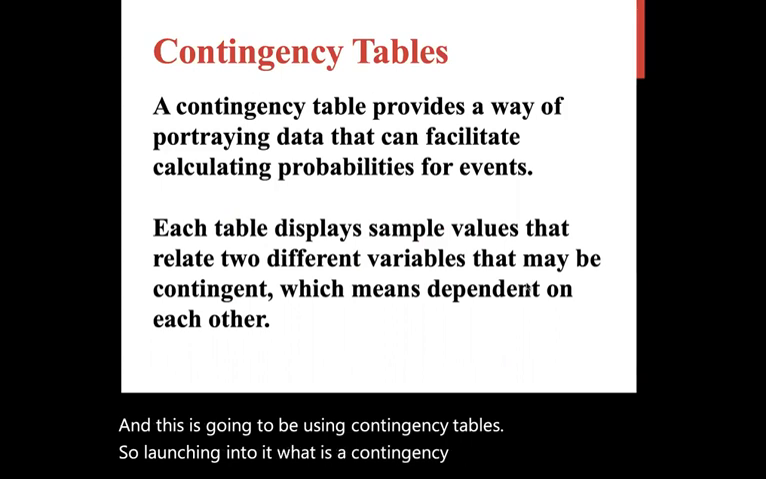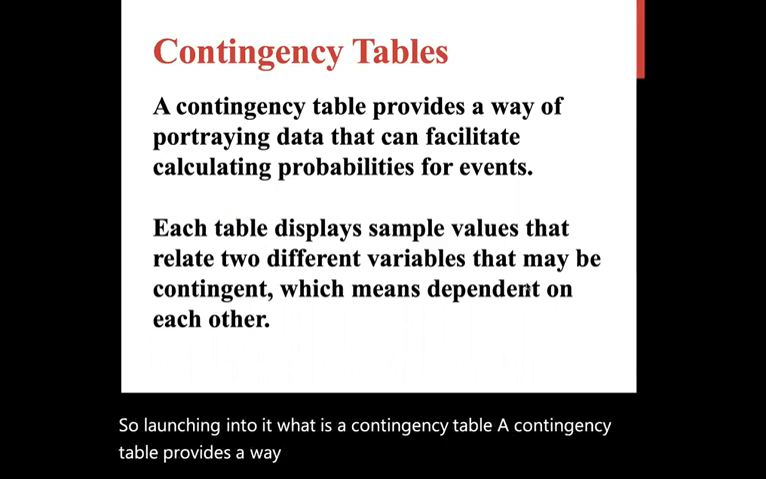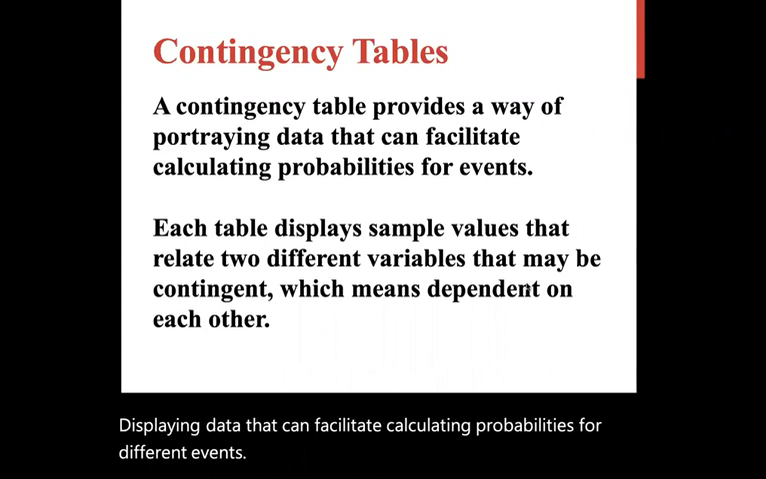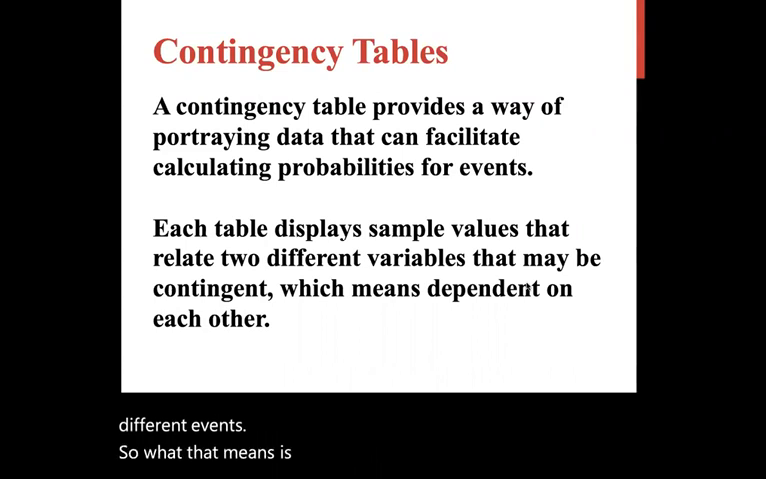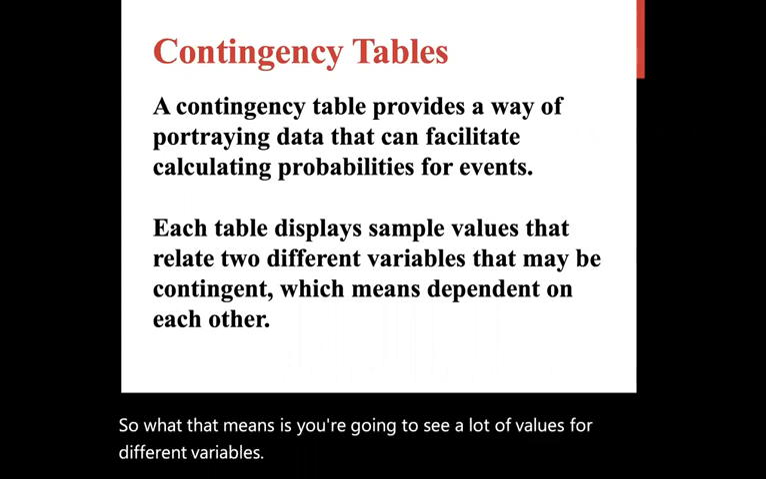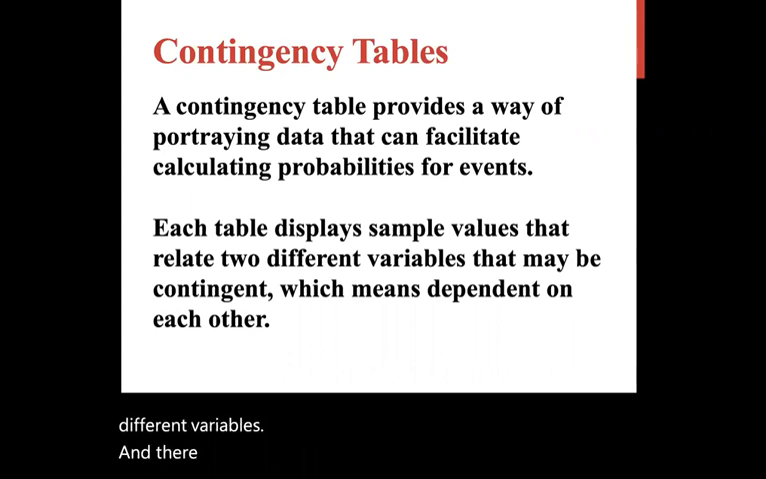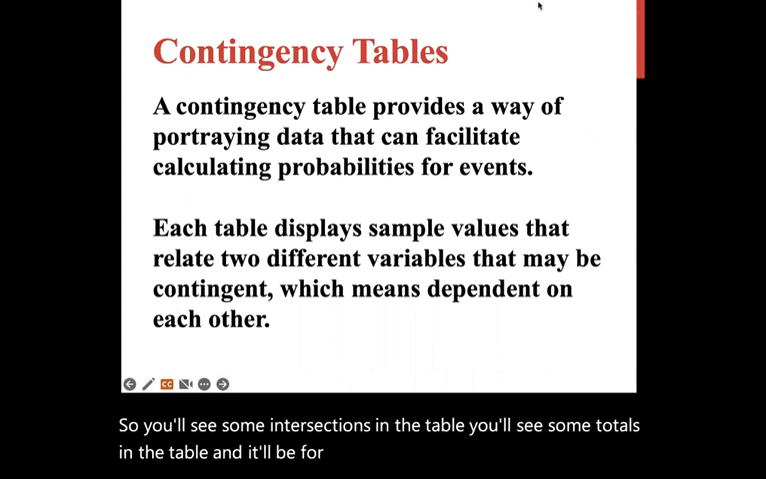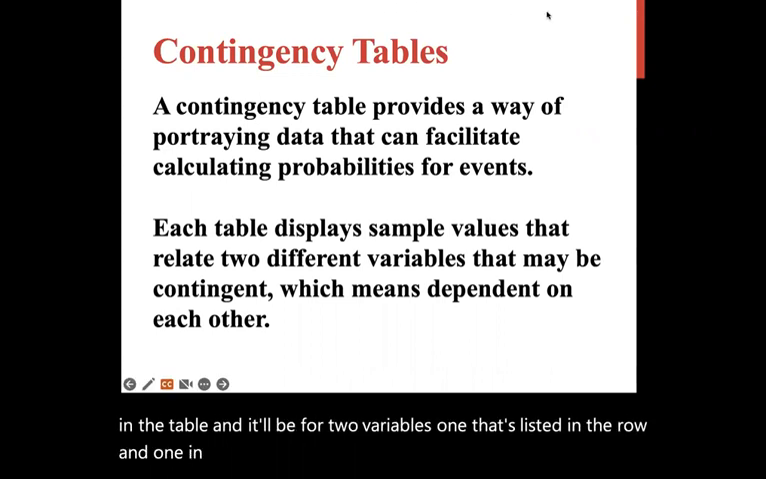A contingency table provides a way of displaying data that can facilitate calculating probabilities for different events. So what that means is you're going to see a lot of values for different variables, and they're interrelated. So they really depend on each other. So you'll see some intersections in the table. You'll see some totals in the table, and it'll be for two variables, one that's listed in the row and one in the column.